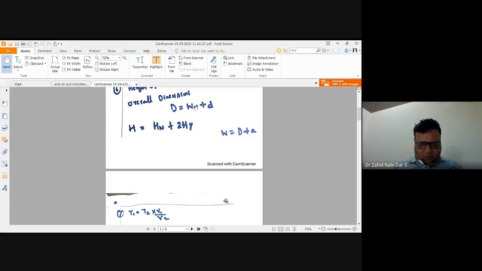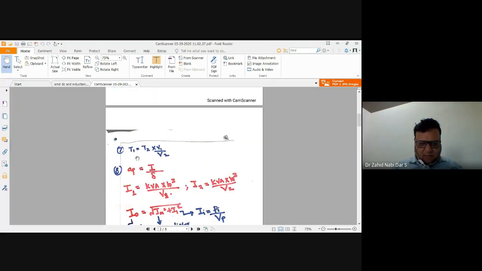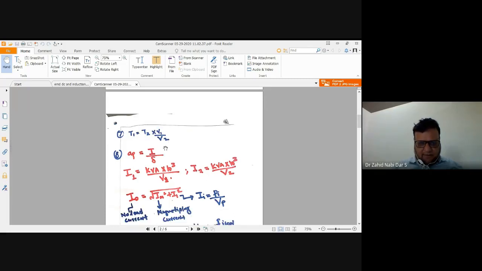D is equal to small w plus D, and H is equal to... So you are interested to find this capital D and H value. For the number of turns, if T1 is primary turns and T2 is secondary turns, then we can write T1 is equal to T2 into V1 by V2. Okay, one thing is that.